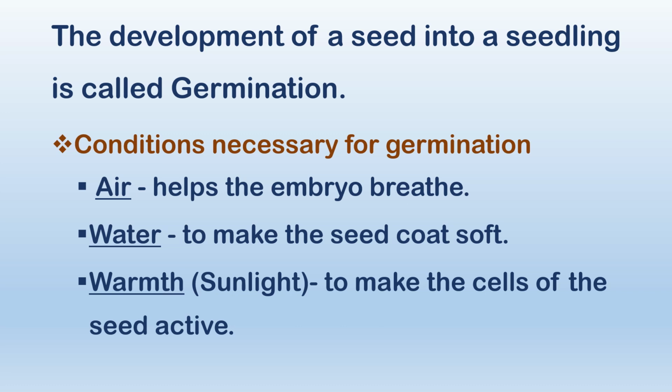Those conditions are air, water, and warmth. Air helps the embryo to breathe. Water makes the seed coat soft so the parts can grow well. Warmth, which generally comes from sunlight or any other source of light, makes the cells of the seed active.